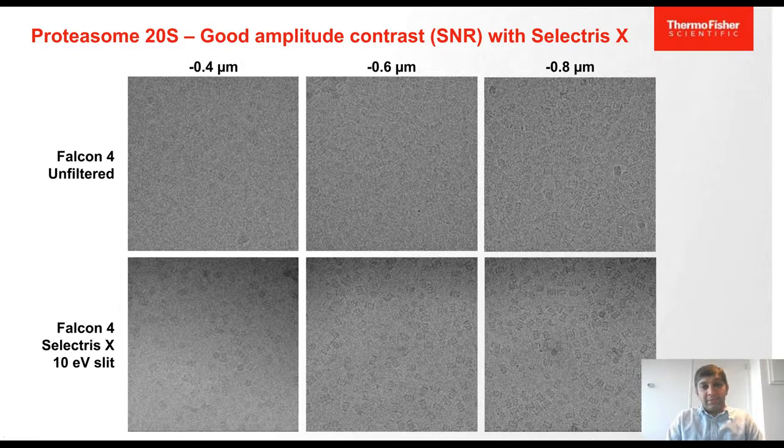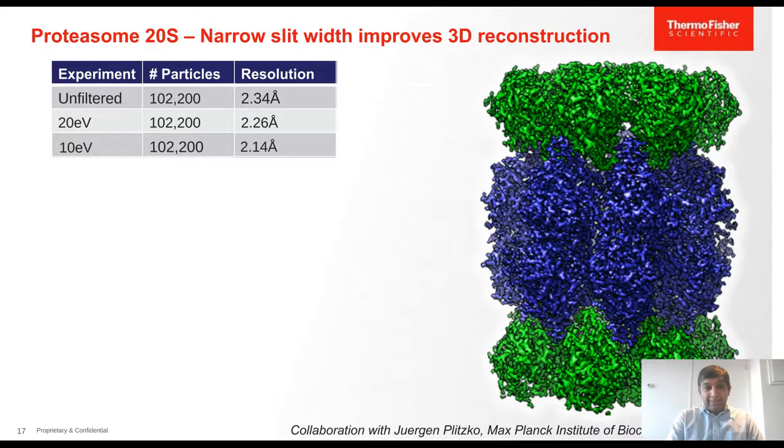And it's not just the contrast, it's also the signal to noise that's improving in these images. And since you have better signal to noise, particles are aligning better, and this leads to higher resolution. And this is exactly what we observed here. With unfiltered particles, we can get about 2.34 angstrom structure. When we use a 20 eV slit, resolution is further improved by about 0.08 angstroms, going to 2.26.